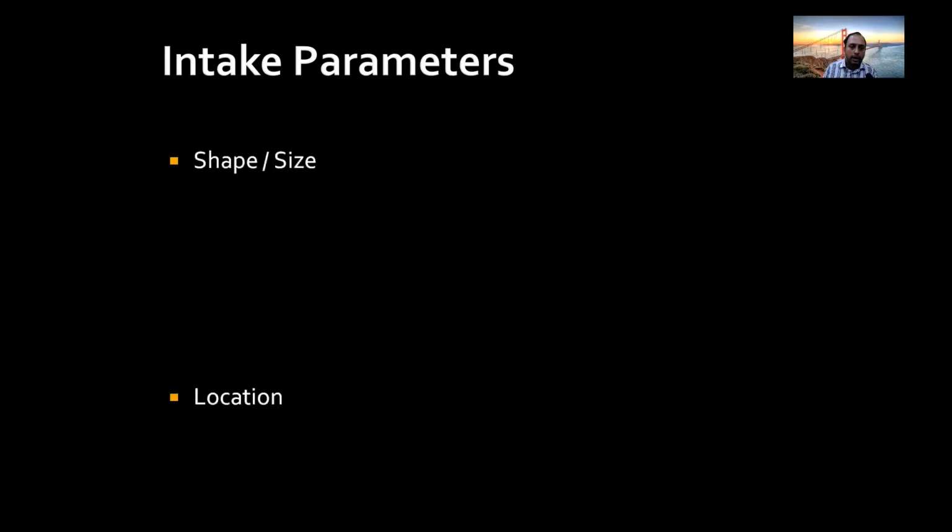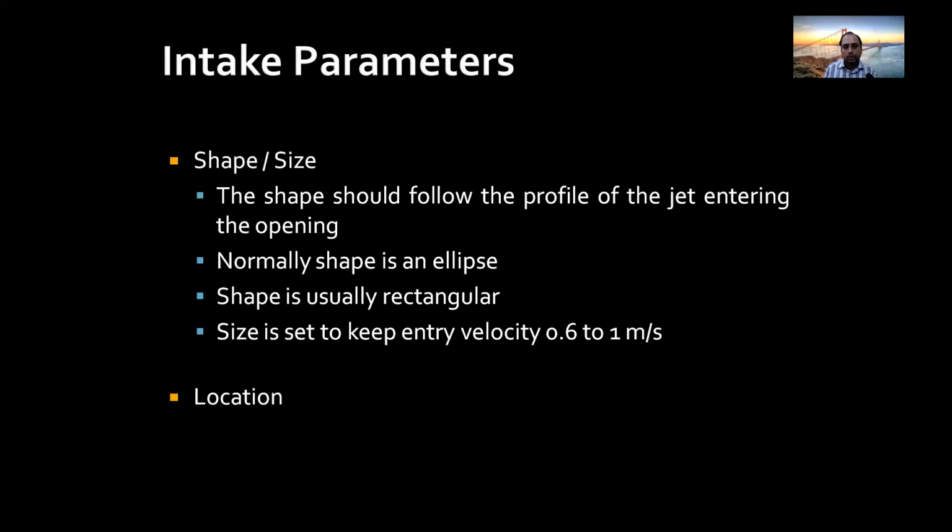Intake parameters, if you are going to design the intake, you will have to design two things. The first is what should be the shape and size of intake, and where you are going to place it, means the location of it. So the shape should follow a profile of the jet which is entering the opening. Generally it is an ellipse, okay, a quarter of ellipse. So it should be a smooth elliptical shape if you cut a cross section of the intake.